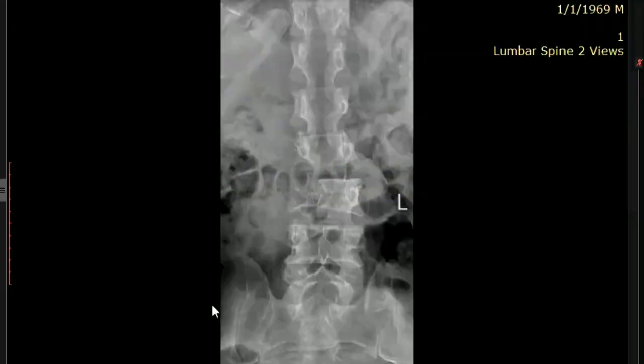Skeletally mature patient, showing there is destruction of the right lateral part of the L4 vertebral body along with its pedicle. The rest of the vertebral bodies and pedicles appear normal. Bilateral SI joints are normal. There is evidence of some high density within the pelvis inferiorly.